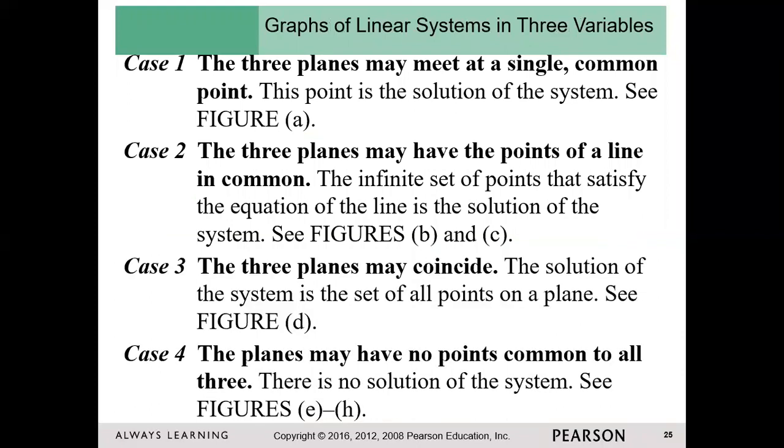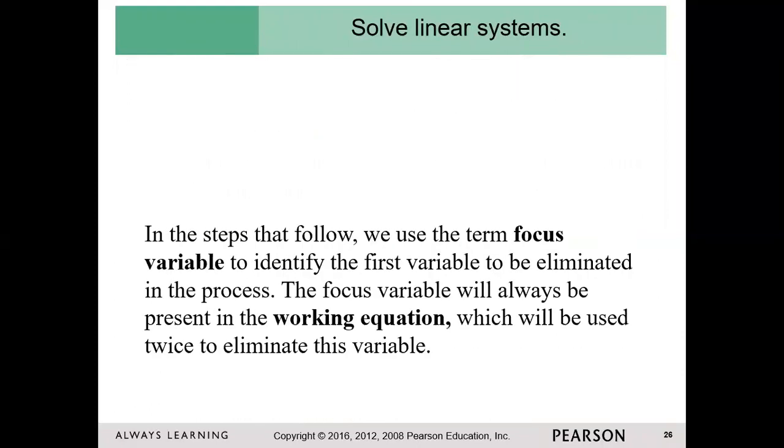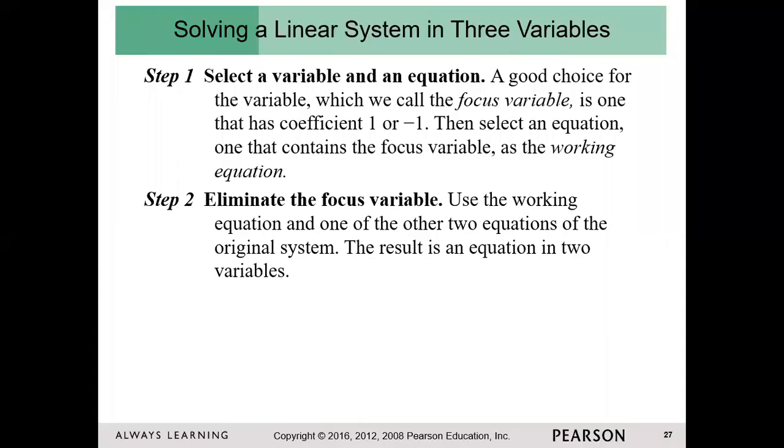Okay. So again, I'm going to focus on case 1. All right, so here are our steps. We want to select a variable in the equation. It's called the focus variable. I call it the pivot variable. It's pretty much the same thing. You will use that variable to eliminate a variable in the 2 other equations. So again, we'll cross that bridge in a second. So we're going to eliminate the focus variable. Whatever variable you choose as your focus variable, you're going to eliminate that first in both of the other equations.